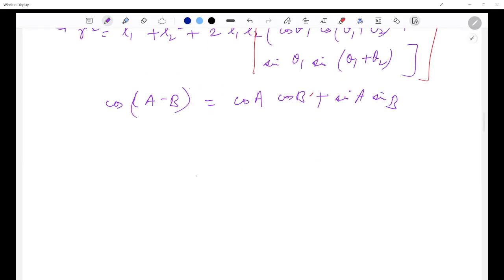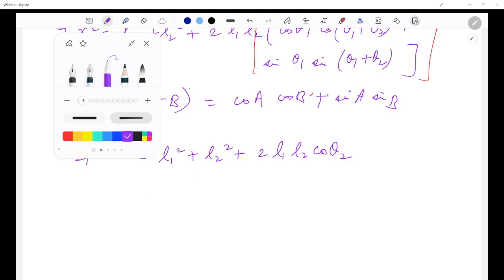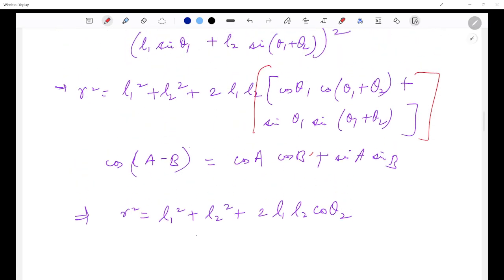Okay, so once you put everything and simplify it for the term I've put in the red brackets, it's going to be r square is equal to L1 square plus L2 square plus 2 L1 L2 cos theta 2. Okay, you can notice from here one very important thing. Is there something surprising once we apply this identity and come here?